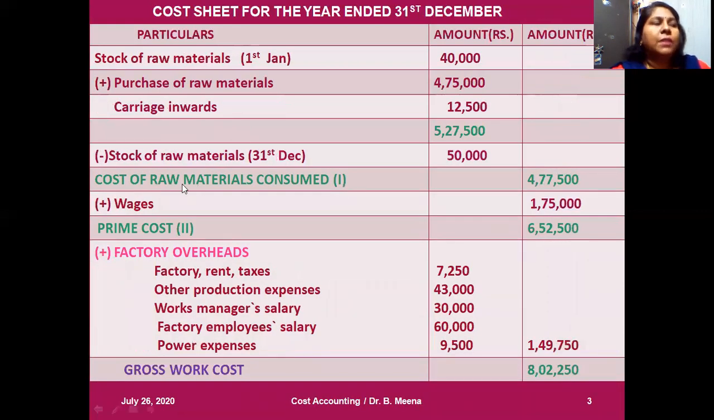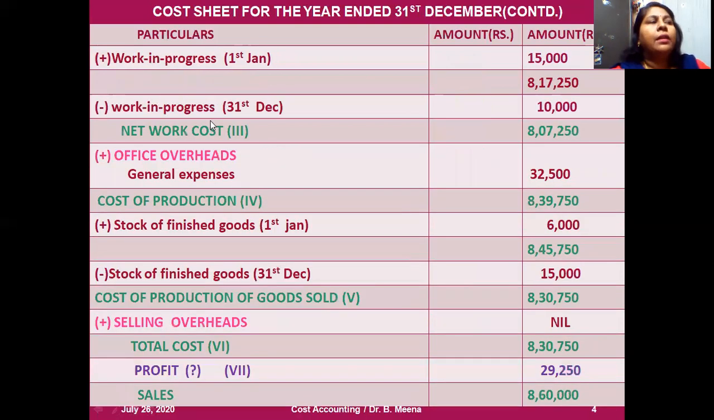Once again, to repeat: the first step is to calculate the cost of raw materials consumed. The second step is to calculate the prime cost by adding the direct expenses. The next step is to calculate the gross work cost by adding the factory overheads. Then consider the opening work in progress to be added, and you will get the answer. From that answer, you deduct the closing work in progress to find out the net work cost. Once you calculate the net work cost, add the office overheads, then you will get the cost of production. Once you calculate the cost of production, look into the problem.